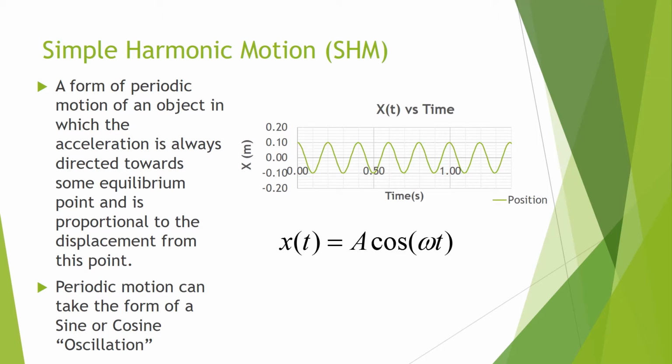So periodic motion can sometimes take the form of a sine or a cosine oscillation. The equation shown on the right, x of t is equal to A cosine omega t, is the actual equation of the x versus time graph shown. The A denotes amplitude, or the maximum x position. In this case it's 0.1 meters, as shown at the top of the wave peak. So A is the amplitude, and then cosine omega t is the oscillating or periodic function.